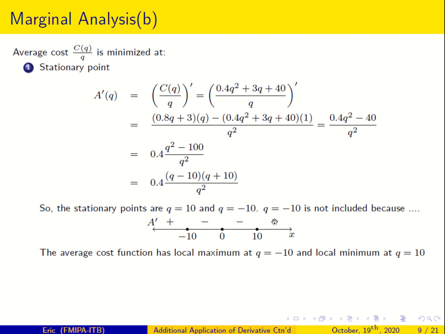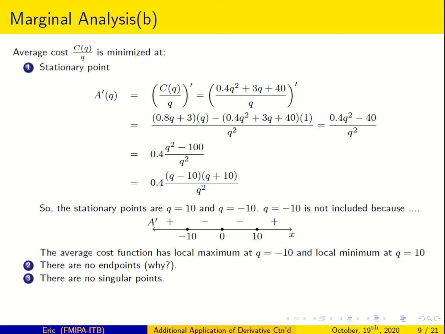You can check for all these points here. So it goes up, down, down, up. So the minimum happens at Q equals 10. The average cost has a local maximum at Q equals minus 10 and a local minimum at Q equals 10. And it can be proved that Q equals 10 is the global minimum from 0 to infinity. Why? Because from 0 it is decreasing, then increasing until infinity. So it should be the global, the absolute extremum. There are no endpoints.